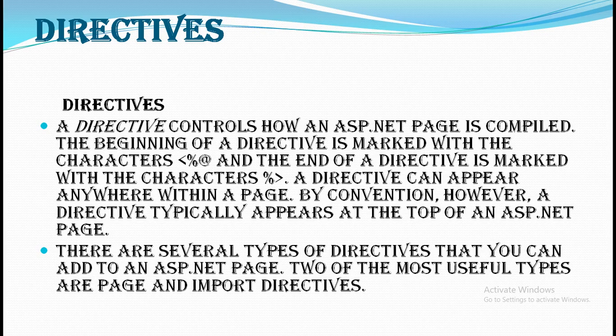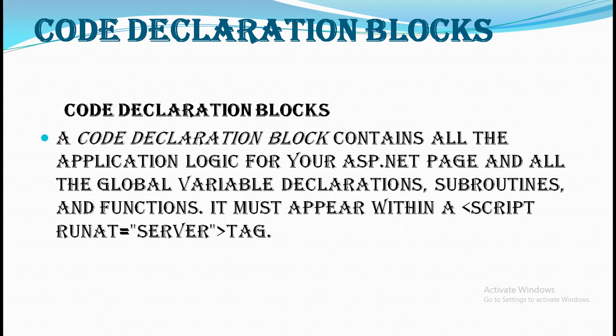However, a directive typically appears at the top of an ASP.NET page. There are several types of directives that you can add to an ASP.NET page. Two of the most useful types are page and import directives. Code declaration blocks. A code declaration block contains all the application logic for your ASP.NET page and all the global variables, declarations, subroutines, and functions. It must appear within a script runat equal to server tag.